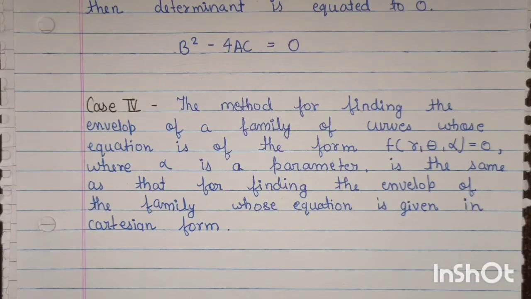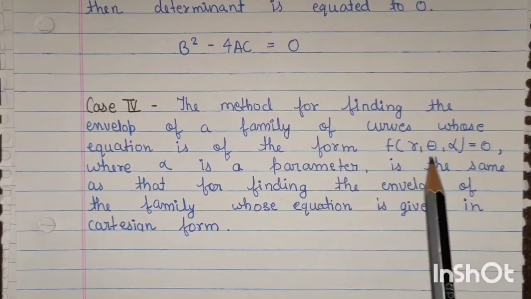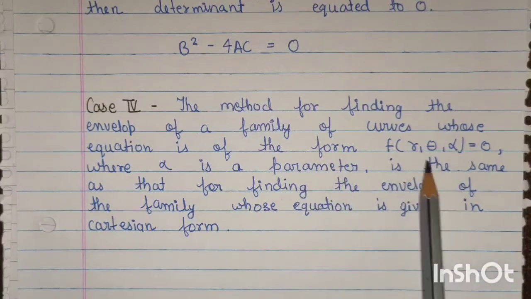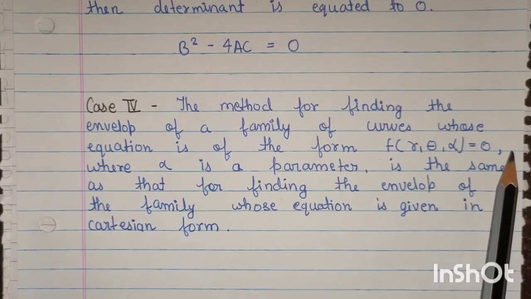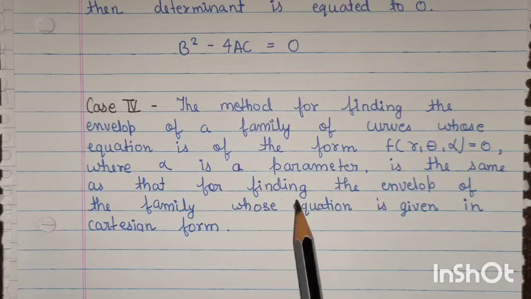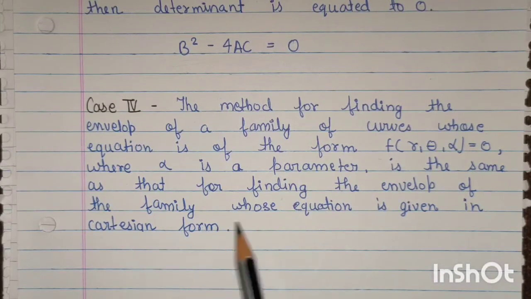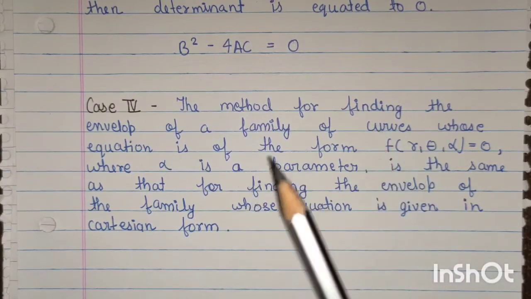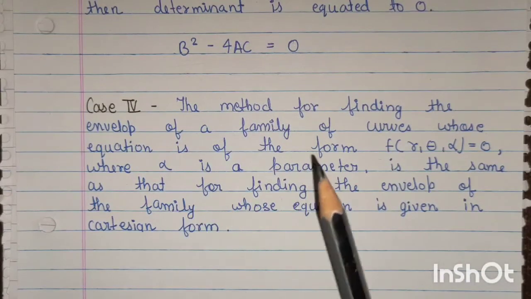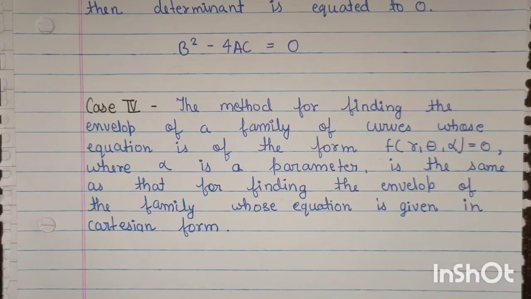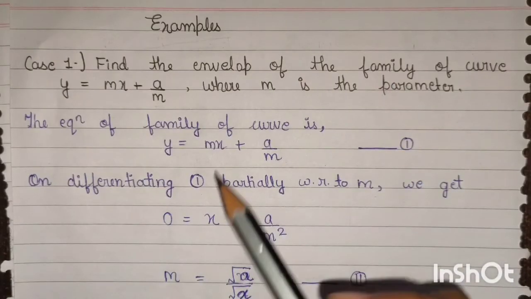Case 4, in which the equation is in polar form f(r, θ, α) = 0, where α is the parameter. This equation can be found as for finding the envelope of the family whose equation is given in the Cartesian form. This is similar to case 1. Now we will see an example related to case 1.